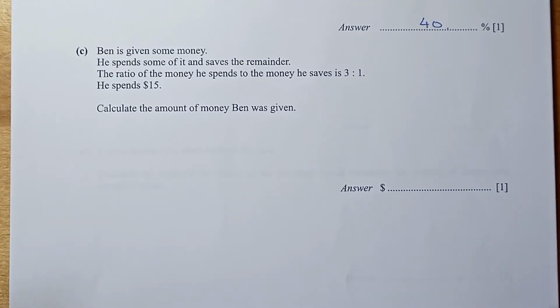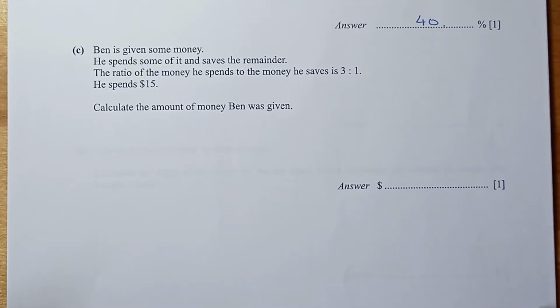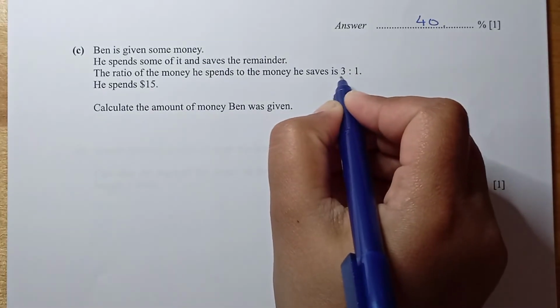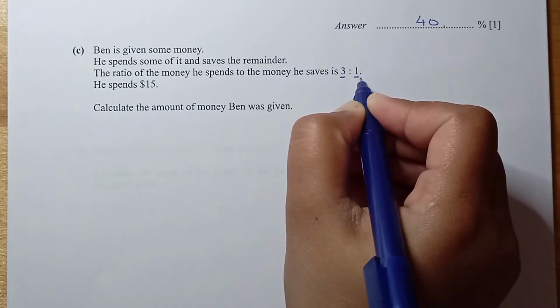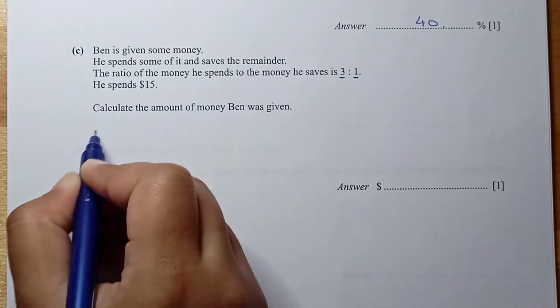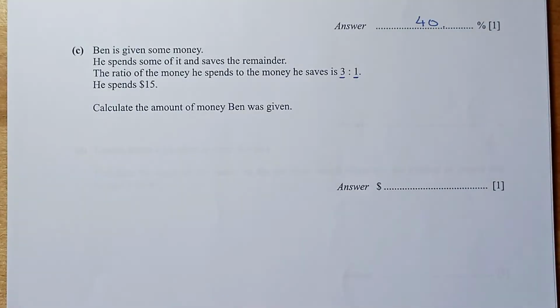Now for part C, Ben is given some money. He spent some of it and saves the remainder. The ratio of the money he spends to the money he saves is 3:1. So 3 is the money he spent and 1 is the money he saves. He spent $15. Calculate the amount of money Ben was given.